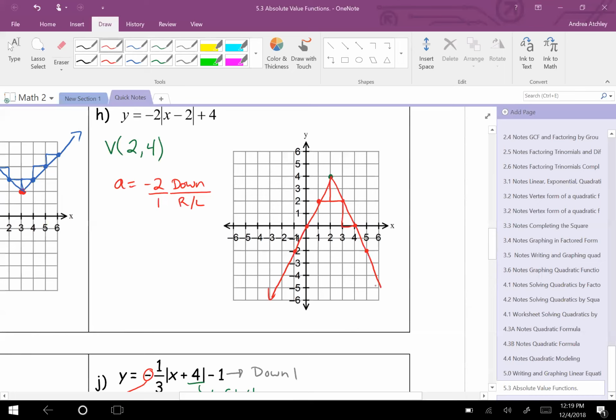Any questions over that? Yes. So with absolute functions, is it usually just symmetrical? Yes, they will have symmetry through the vertex, just like a parabola did. Okay, on the back.